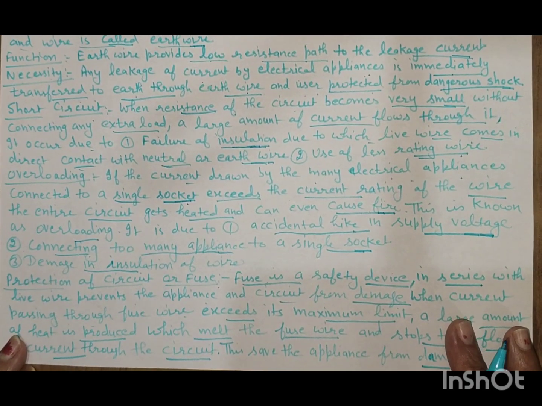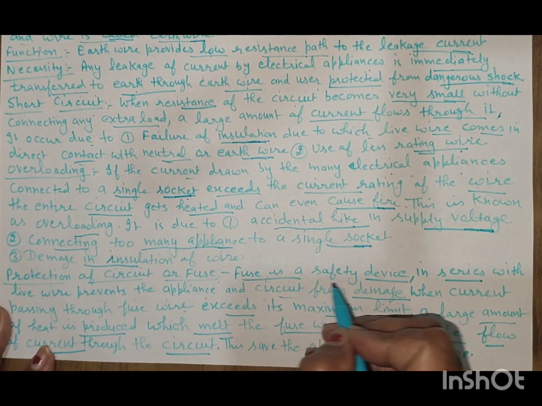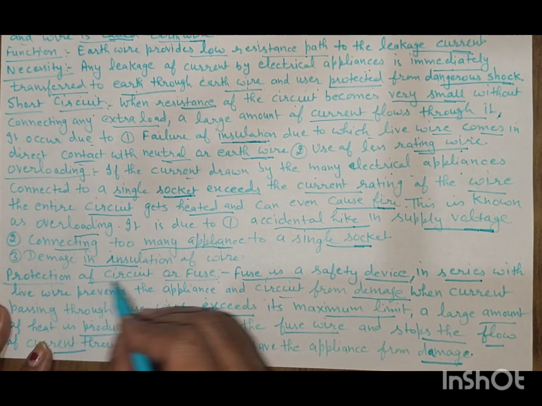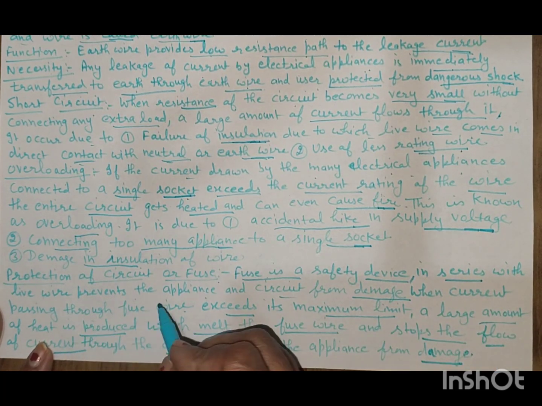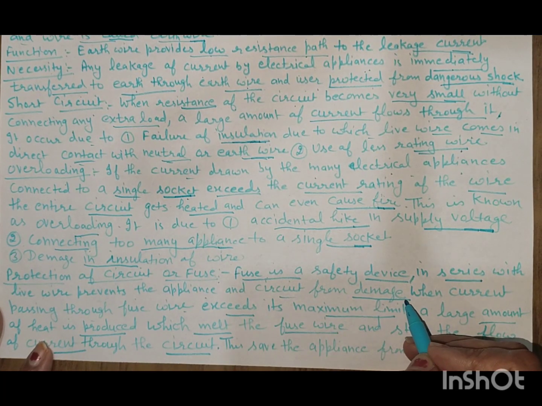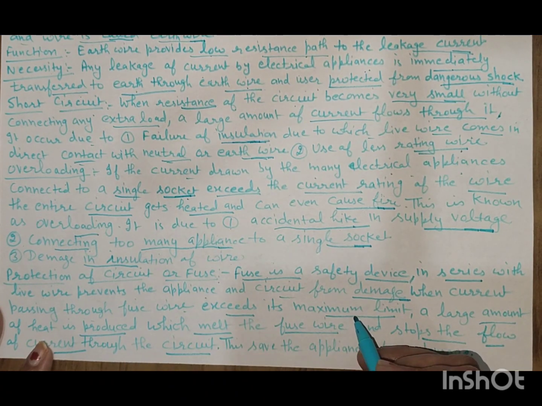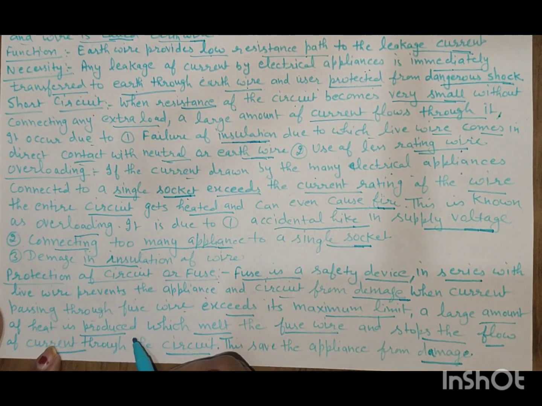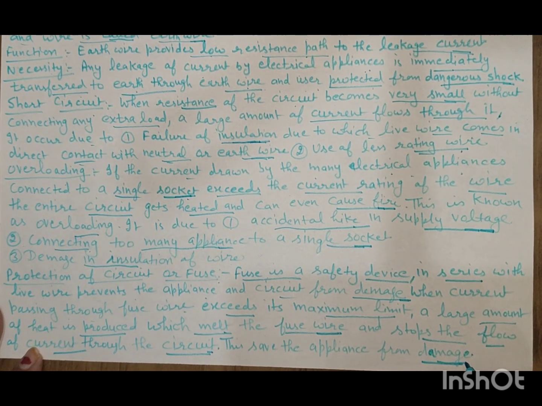Now, protection of circuit, or fuse. What is a fuse? A fuse is a safety device and it protects the circuit. It is connected in series with the live wire and prevents the appliance and circuit from damage. When current passing through the fuse wire exceeds its maximum limit, a large amount of heat is produced which melts the fuse wire and stops the flow of current through the circuit. This saves the appliance from damage, and the fuse is the protecting device.